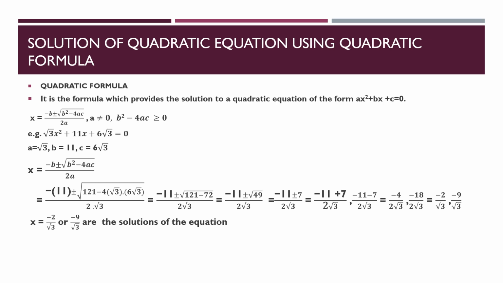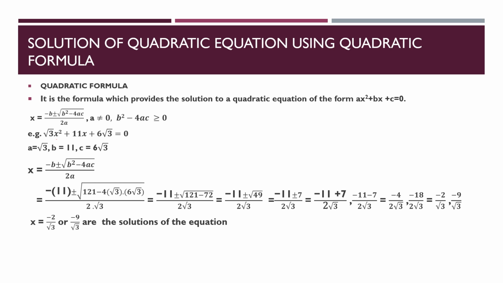Now look at the question: root 3x square plus 11x plus 6 root 3 equal to 0. So we can write the values of a, b and c. a is root 3, b is 11 and c is 6 root 3. Now write the formula: x equal to minus b plus or minus root of b square minus 4ac, whole divided by 2a. When you write the formula, always make sure that you write it as whole divided by.